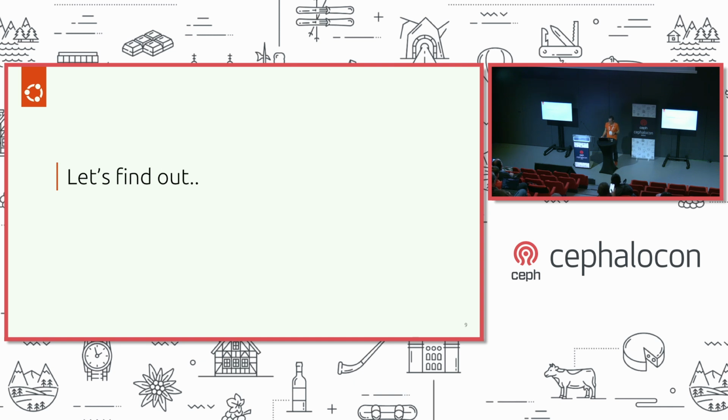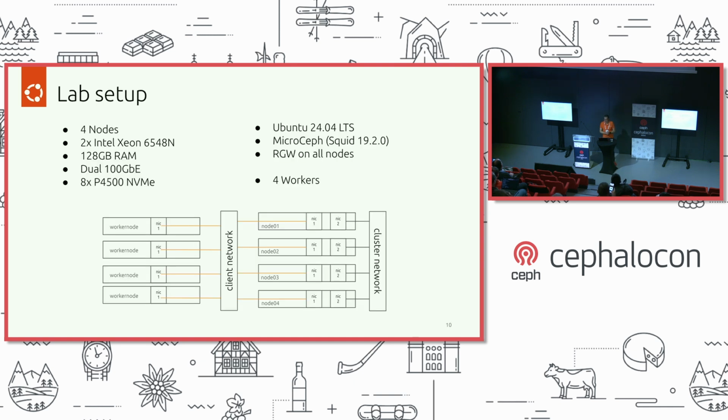So let's find out. Thanks to our friends over at Intel, they were able to set up this lab environment for us. It's a 4-node Ceph cluster. Each node has a pair of Xeon 6548Ns, so each one of those has 2 QAT cores. Not overly RAM heavy, for 8 OSDs, we don't need too much RAM anyway, and everything was 100 gig networking.